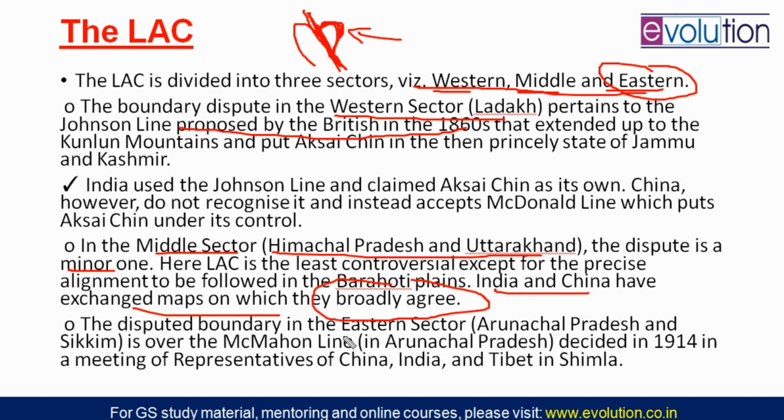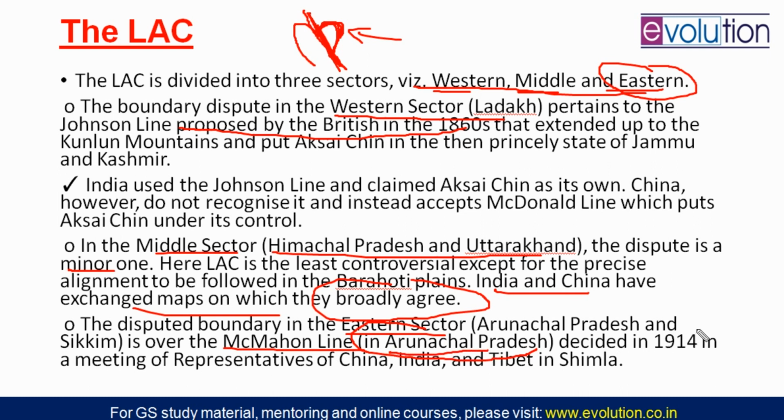The disputed boundary in the eastern sector is Arunachal Pradesh and Sikkim. The McMahon line is in Arunachal Pradesh only. In Sikkim we do not have much border dispute with China. The last problem, the Doklam issue, was actually the problem of Bhutan. But because India is responsible for the safety and security of Bhutan, India also got involved. But that conflict belonged actually to Bhutan and China. In Sikkim we do not have that much conflict. The real problem lies in Arunachal Pradesh, that is the McMahon line.